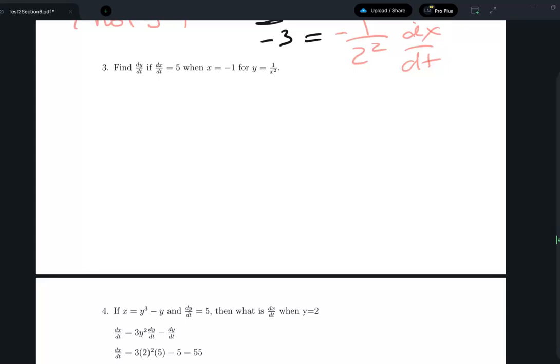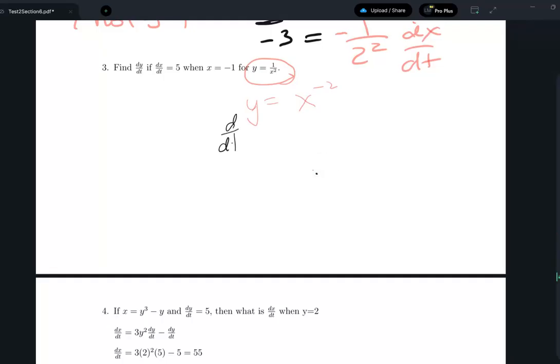This is a very similar problem, so let's do it. So here's my function. I'm going to rewrite this as y equals x to the negative 2 before I do anything. Okay. So then I'm ready to take the derivative with respect to t.